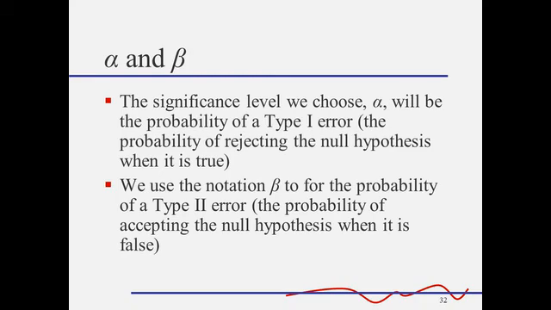But this is why we might want to choose different alphas in different contexts, because that type 1 error could have very serious consequences. For example, if it's a death penalty case, we would want the alpha to be very small. We don't want to convict someone in a death penalty case if they're innocent. And so we get to choose the alpha based on the seriousness of the type 1 error.